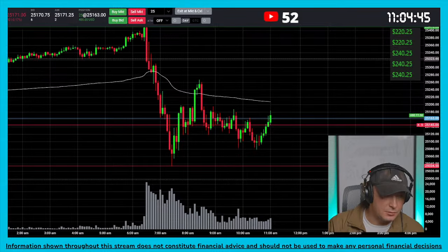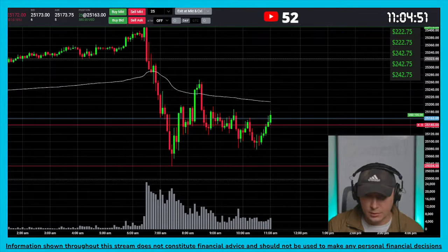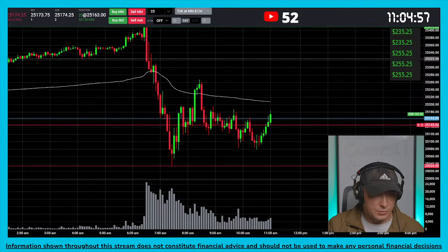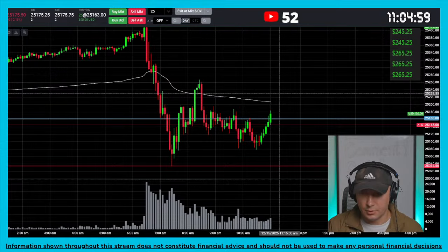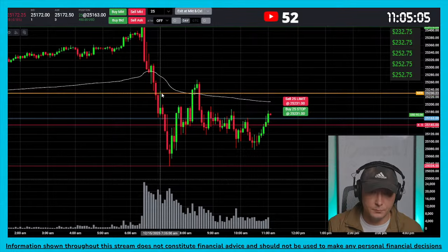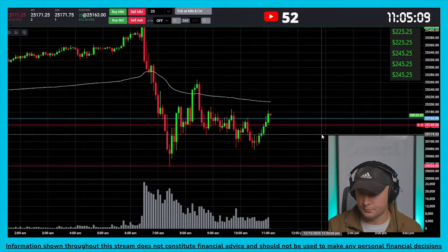Okay, a little tiny rejection at 25,180. So if it gets above and stays above, that's a breakout signal. And the average move on that would be at least 50 points, which would be an average move up to 25,230, which would be right up here. That'd be the average move for a breakout. That'd be about this level, which was a previous rejection.